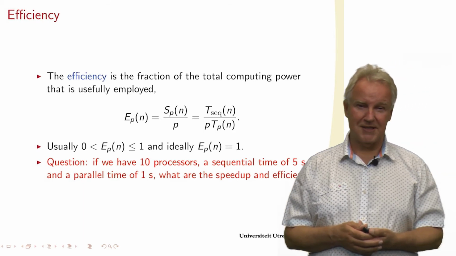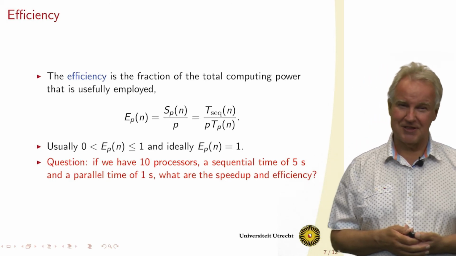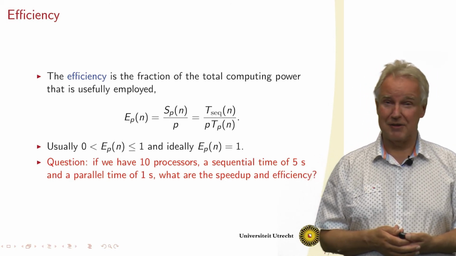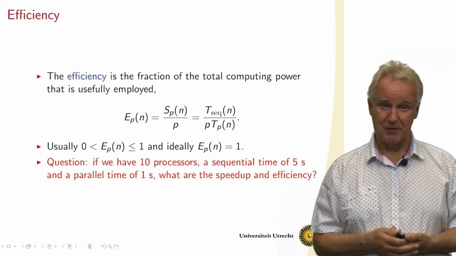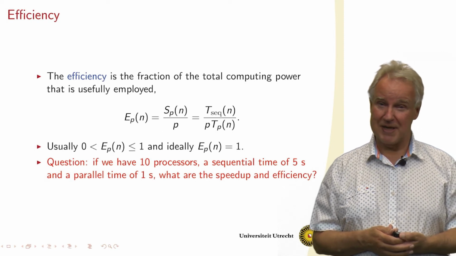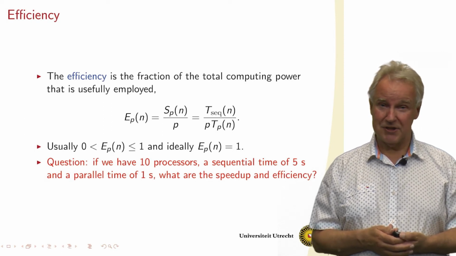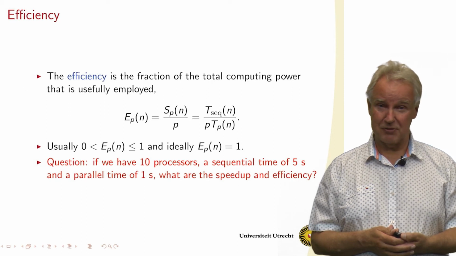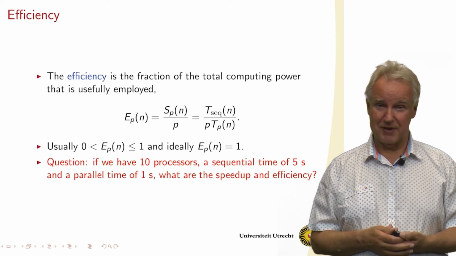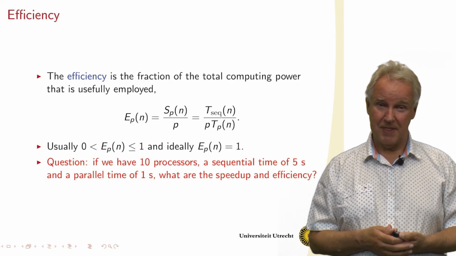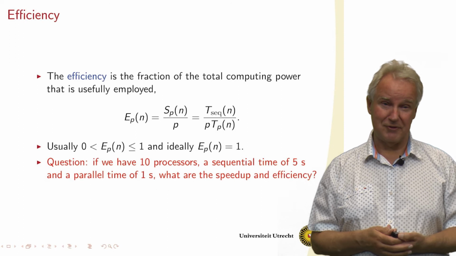Well, you probably didn't have to think too much about this. The speedup is just 5, because we reduced the time from 5 to 1 second. And the efficiency is, well, we have 10 processors, so we could have achieved a speedup of 10. 5 divided by 10 is just 0.5, an efficiency of 50%.